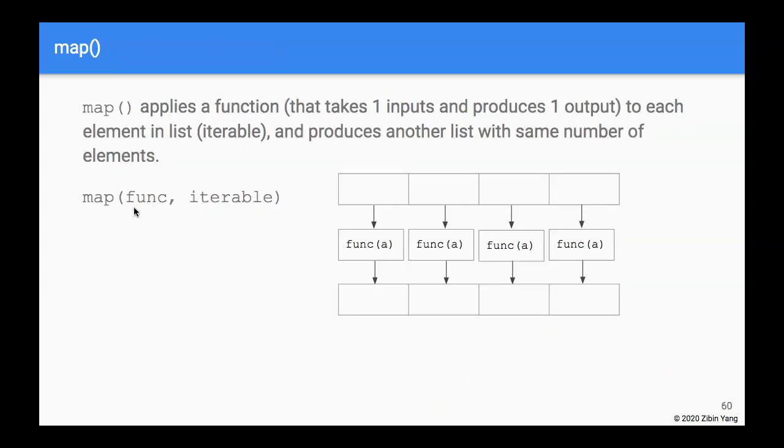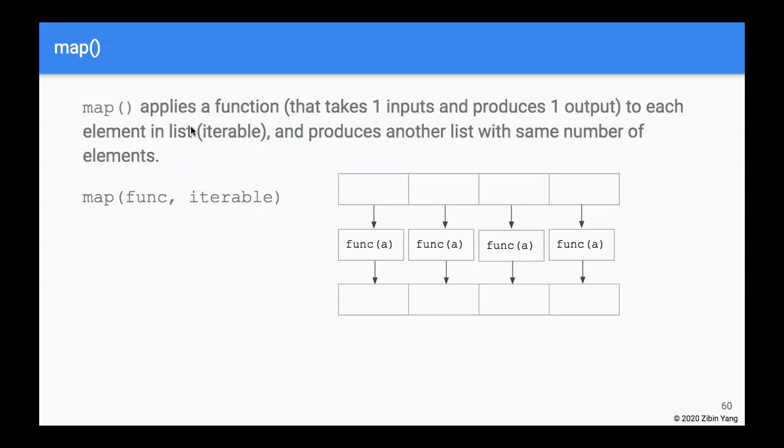The map function usually takes two parameters, could be more. The first parameter is a function, and this function takes one input and produces one output. The second parameter is usually what's called an iterable. An iterable is anything that can be iterated over, such as a list, a tuple, or a string. For the sake of our discussion, we'll say this is a list.